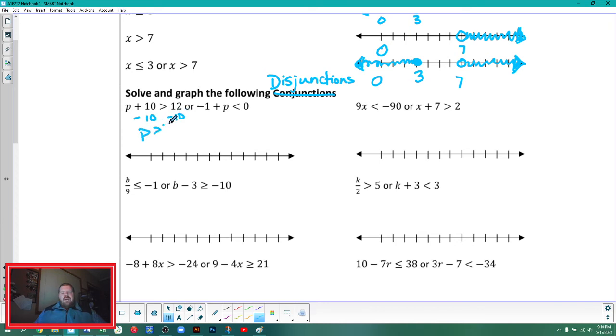I'll get p is greater than 2. And then I'll add 1 on both sides here. And I'll get p is less than 1. This is actually a pretty wide range of answers. If I have 1 here and 2 here, I've got an open circle at 1 and shaded to the left for less than 1.